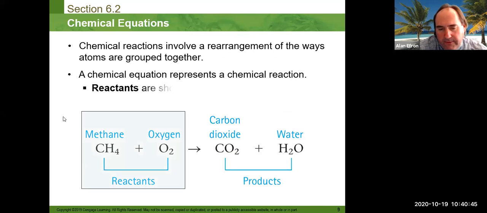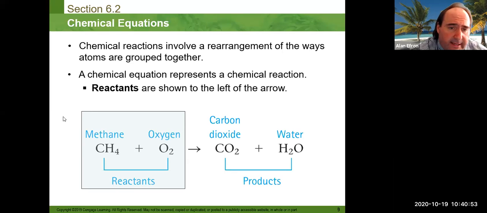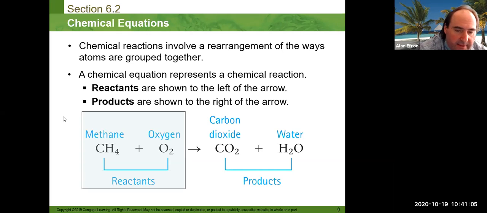So how do we represent chemical reactions taking place? We use chemical equations basically to represent what is going on in a chemical reaction. And here's an example of a chemical equation. And this is basically the reaction of methane with oxygen. This is, again, what sort of happens when you light a Bunsen burner.